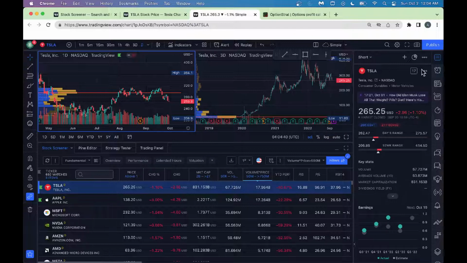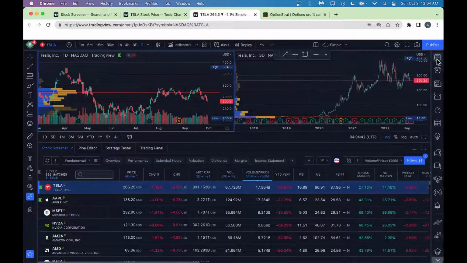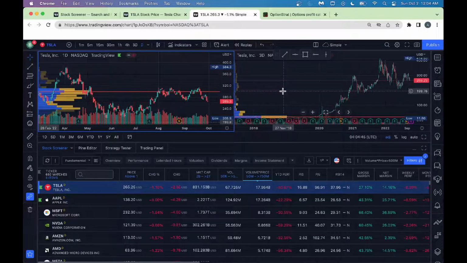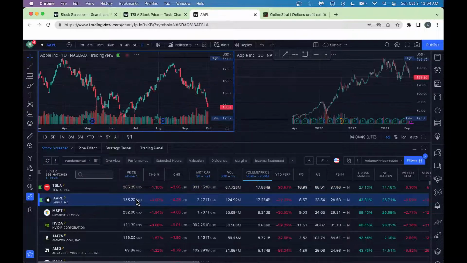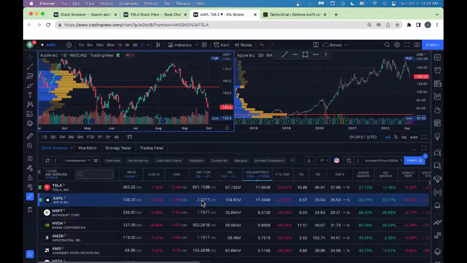So this way I pull up this chart here to make sense out of it. Then look, next is Apple. Apple is traded so much here. $2.2 trillion stock, as you can see here. Apple is on a negative trend. Look what's going on here.